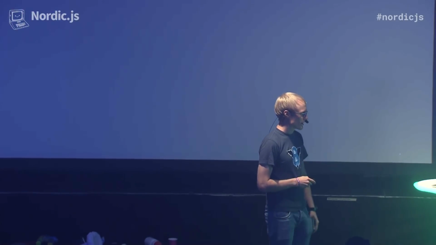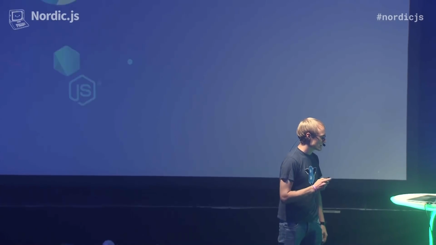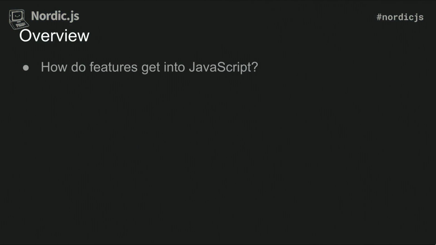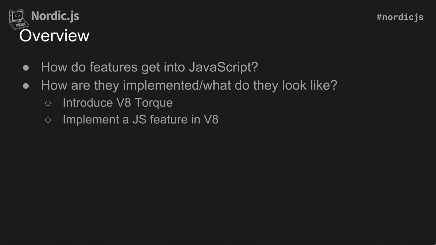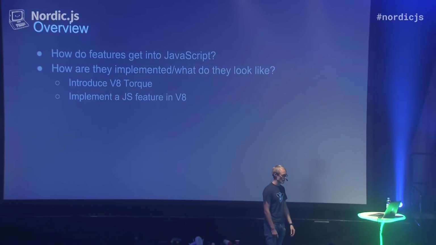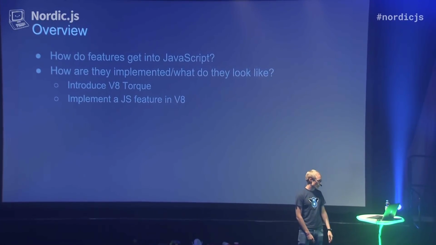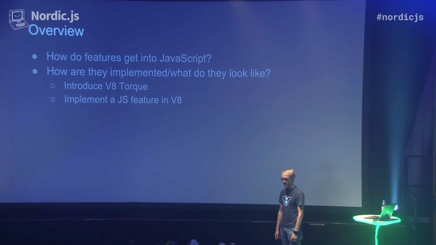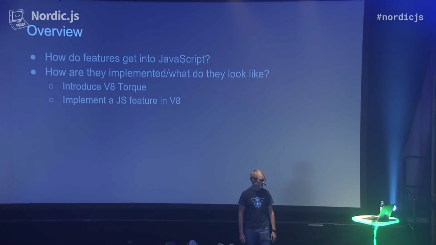More specifically, what that means is, oh, no, we're going to skip that part. Oh, here it is. Yeah, OK, good. How do features get into JavaScript is basically what we're going to be talking about. We're also going to be talking about how they're implemented and what they look like once they're in JavaScript, because you read the documentation on Mozilla and you see, OK, that's how it works. But what does it look like? We're going to implement a feature in V8 together, a new one that I invented.